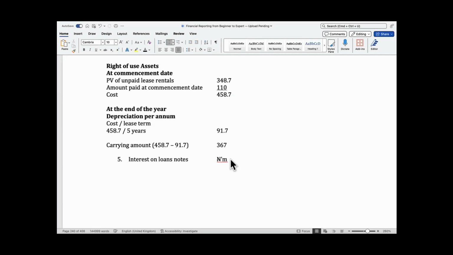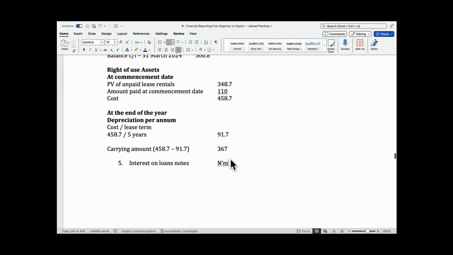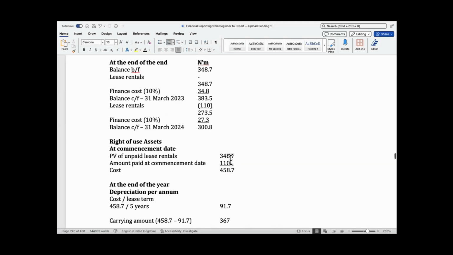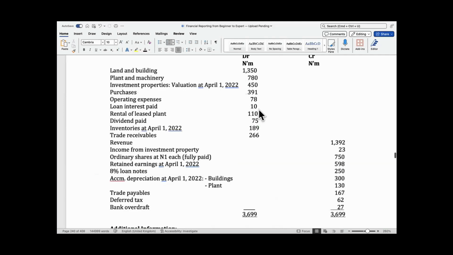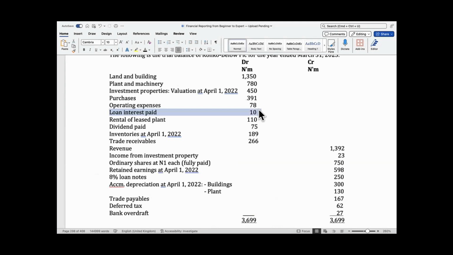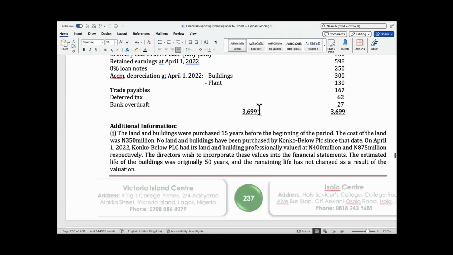Nothing is touching it. The only thing I need to be careful that you get right is just the interest on loan notes, and majority of students are going to get this wrong. Why? Because most of them just look at the loan interest paid here, and that's what they will use as the amount that goes to P&L, which is extremely wrong. It's not the loan interest paid that goes to P&L. It's the loan interest due. Loan interest that is due on that loan that goes to P&L.